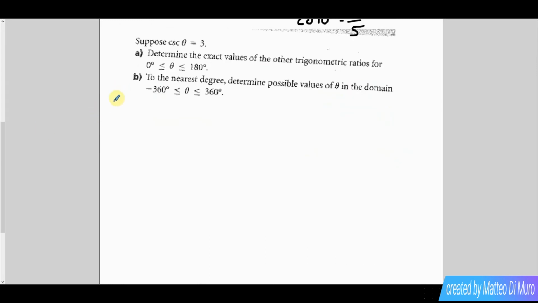Okay, last question here. It's kind of slanted because it's so heavy that it can't even stay straight. They start with, suppose that cosecant theta equals 3. So let's focus on part A. It says determine the exact values of the other trigonometric ratios for theta between 0 and 180 degrees. So basically they're saying that we are stuck in quadrant 1 and quadrant 2, right? This is 0 degrees, and as we move this way, this is 180 degrees.